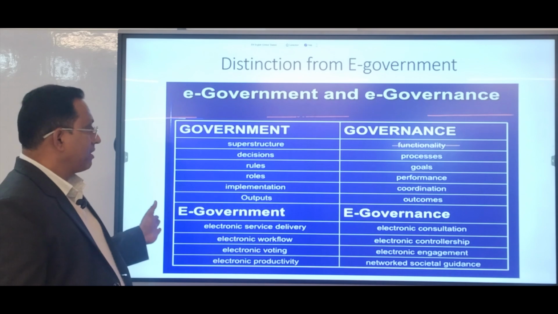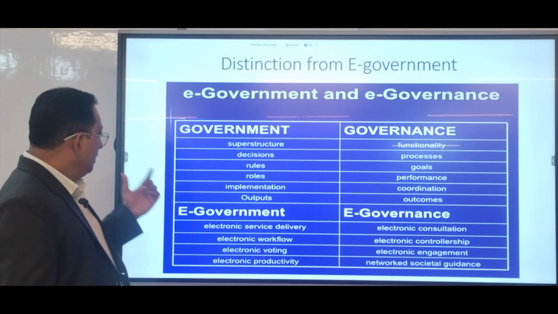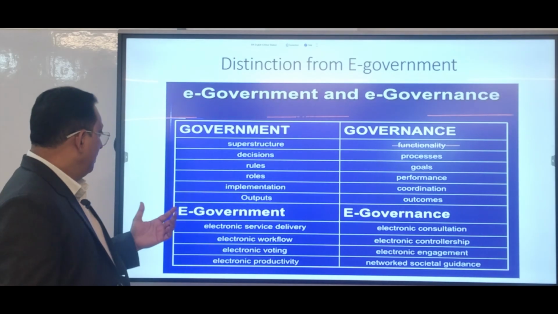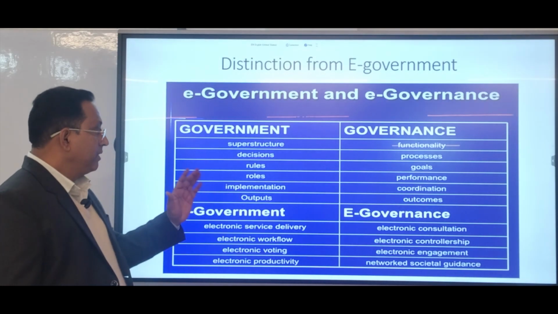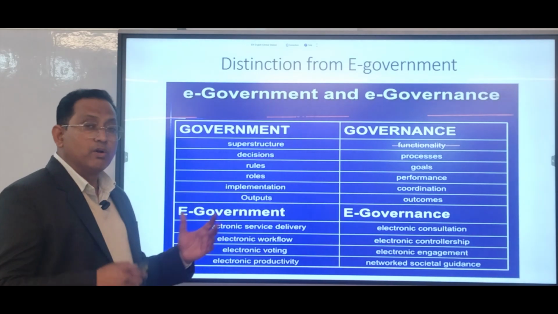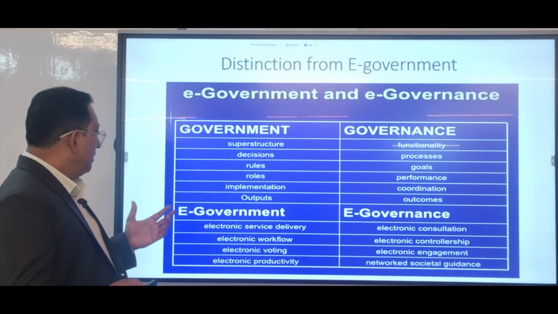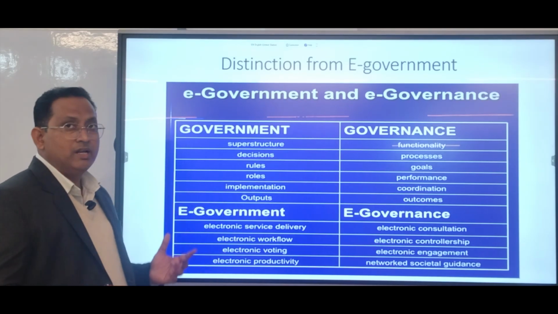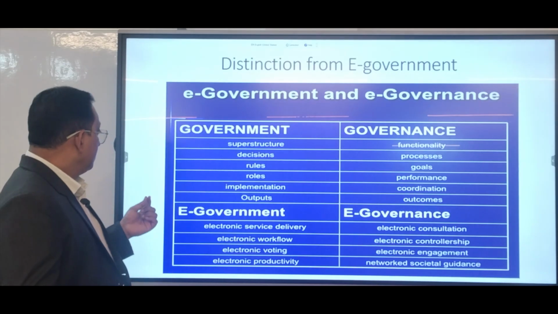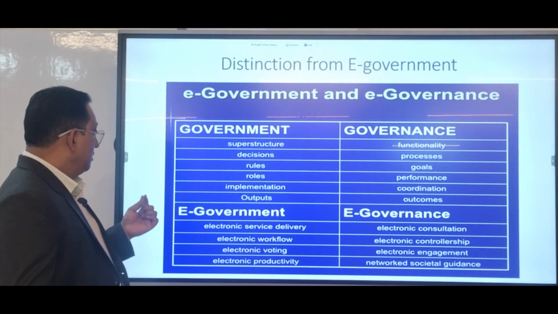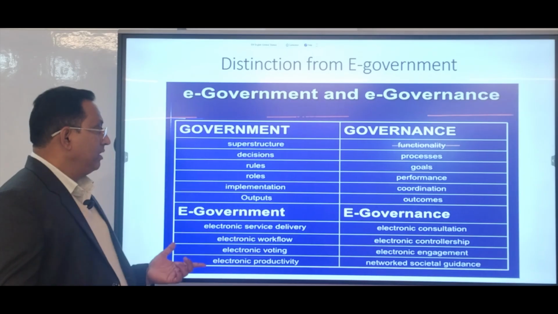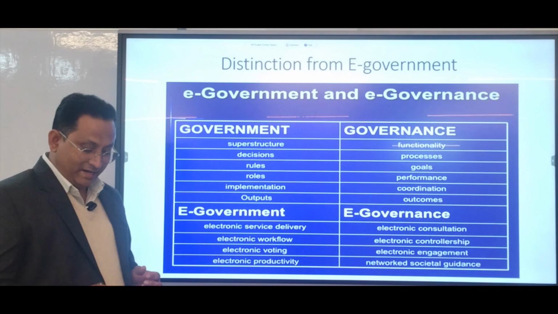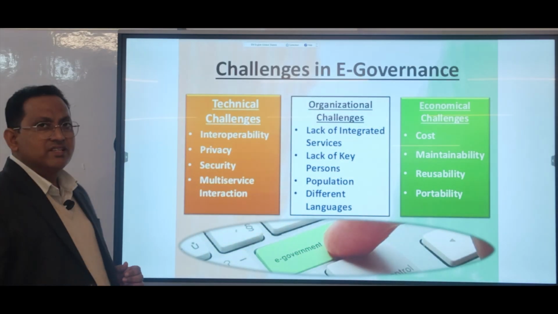When it comes to e-government and e-governance, e-government is about the electronic service delivery. It is the electronic consultation. Here there is electronic workflow, but in e-governance, it is the electronic controllership. In e-government, it is about the electronic voting, but in e-governance, it is about the electronic engagement. In e-government, it tells about the electronic productivity, but in e-governance, we talk about the network societal guidance.